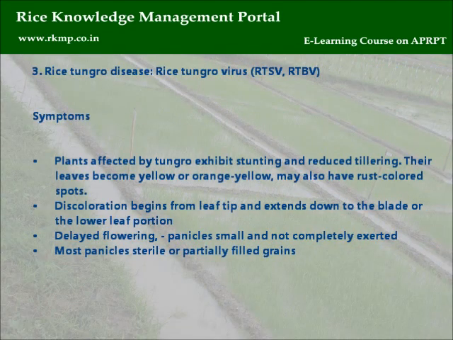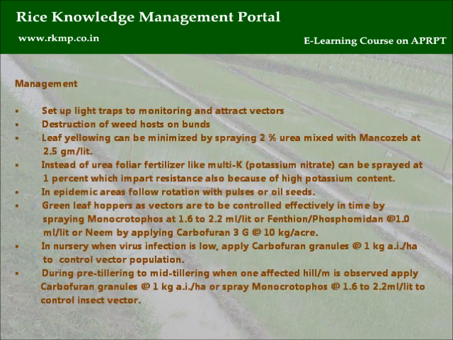Rice tungro disease: rice tungro spherical virus, RTSV, and rice tungro bacilliform virus, RTBV. Symptoms: plants affected by tungro exhibit stunting and reduced tillering. The leaves become yellow or orange-yellow, and may also have rust-colored spots. Discoloration begins from the leaf tip and extends down to the blade or the lower leaf portion. Delayed flowering, panicles small and not completely exserted. Most panicles sterile or with partially filled grains.